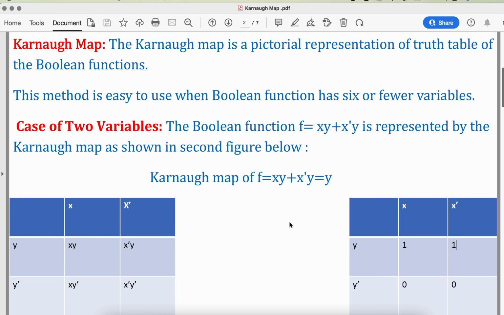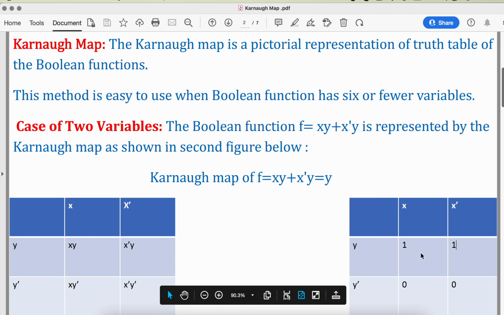In the table, in the given Boolean function, we have xy and x dash y. In place of xy, we write 1. In place of x dash y, we write 1. We don't have xy dash in the given function, so I have written 0 here. We don't have x dash y dash in the given function, so I have written 0 here.